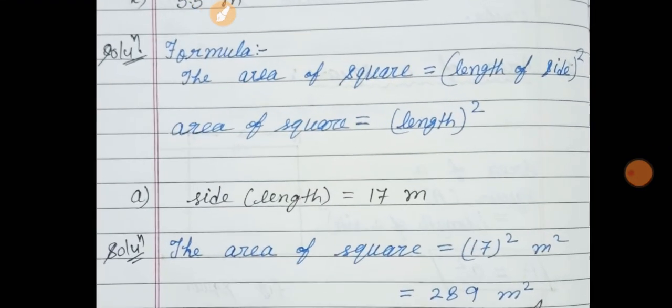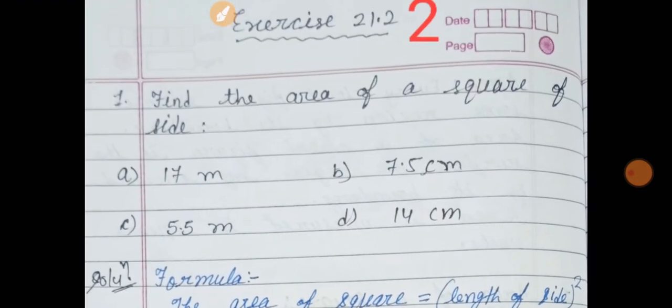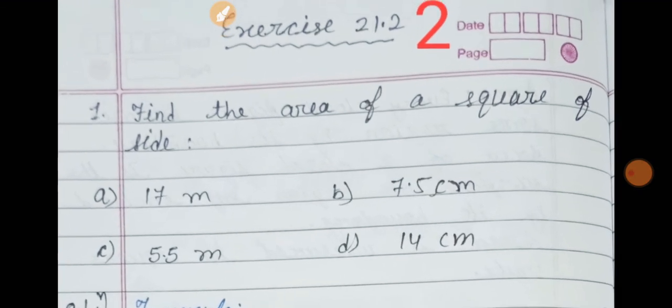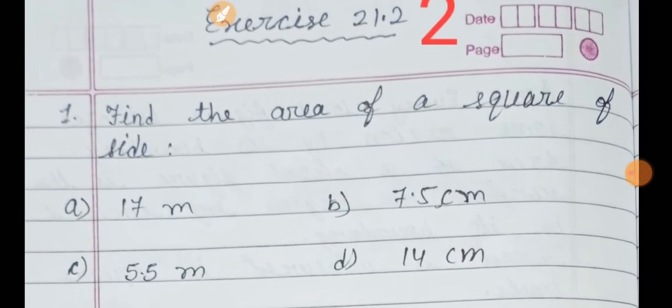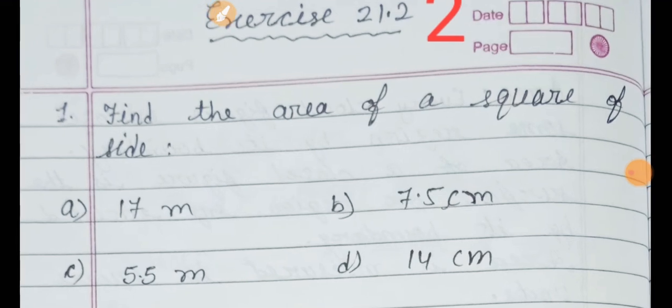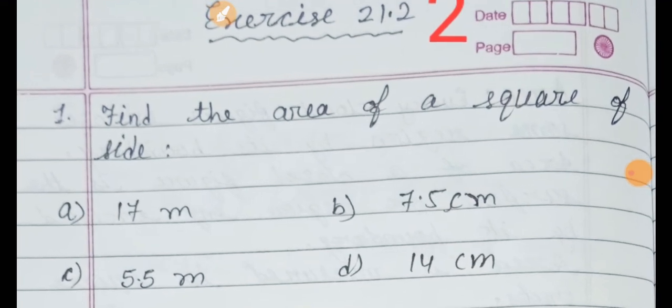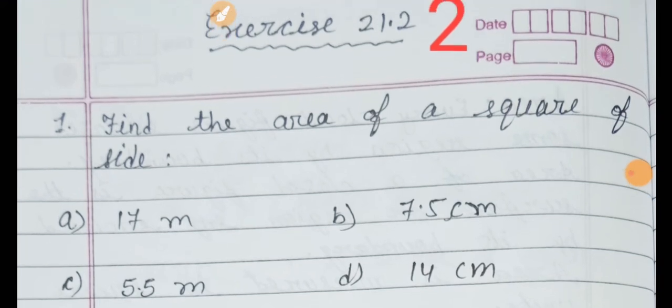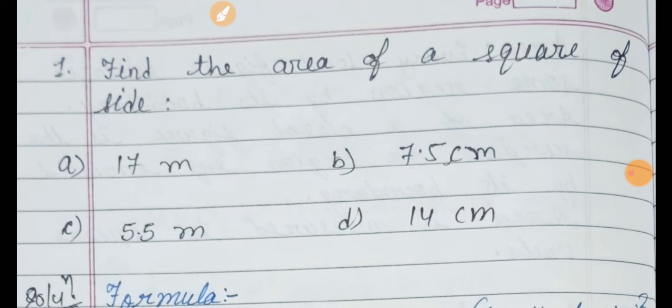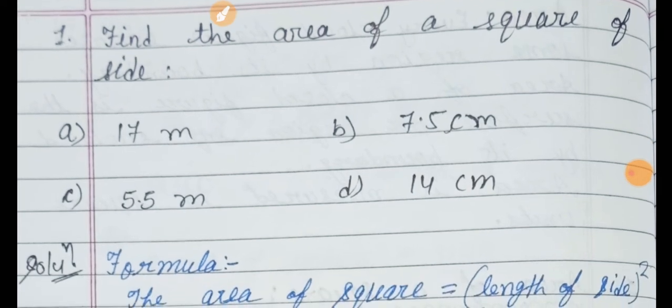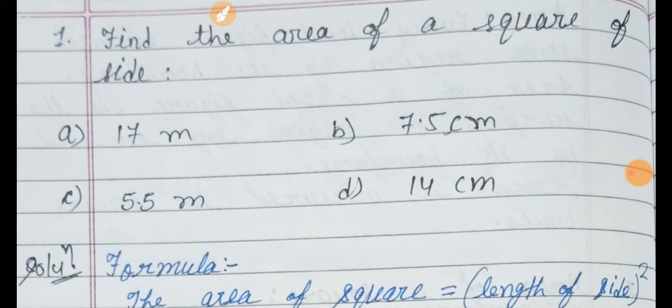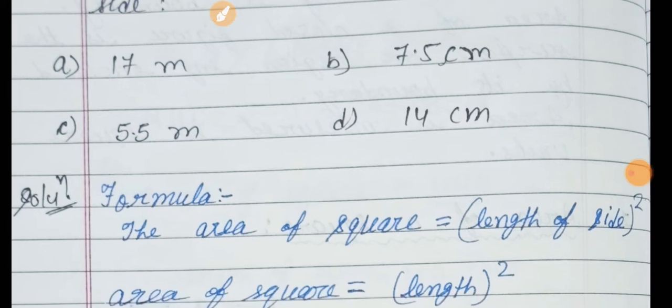Now, based on both figures, that is the area of the square and rectangle, we will try to solve the questions. Now this is exercise question 21.2. The questions of this exercise are totally based on the area of the square and rectangle. So dear students, your first question is: find the area of the square of the side 17 meter, 7.5 centimeter, 5.5 meter and 14 centimeter.